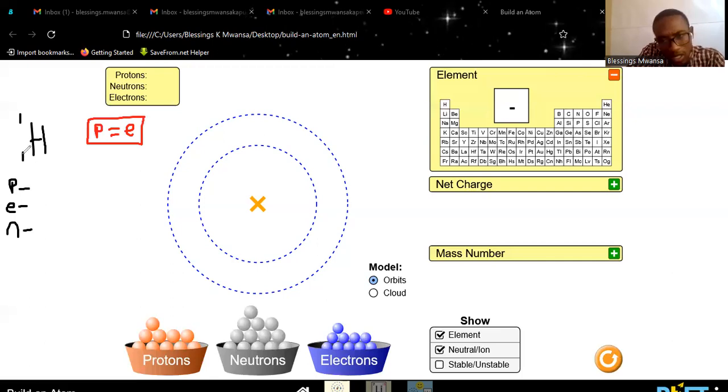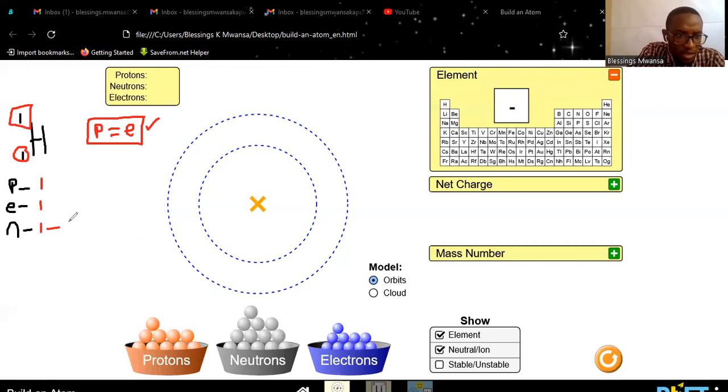Therefore, according to the nuclide, what is found at the bottom is called the proton number. So this will be 1. Then, according to this principle, the P is equal to the E, meaning this is 1. How do we find the neutron number? So for the neutron number, we get the relative atomic mass, which is 1, then minus the proton number, which is 1, then we get a 0.